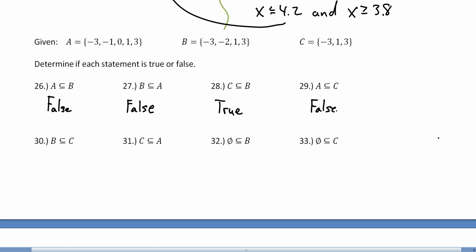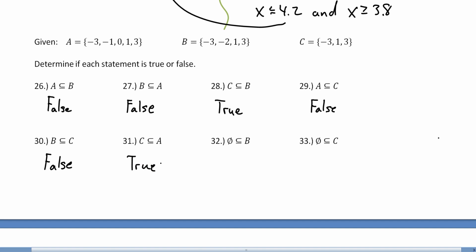This one, B is a subset of C. Again, is everything from B in set C? And the answer is no, it doesn't have the -2 or the 1, so that's false. Is C a subset of A this time? And when you look, -3, 1, and 3, yeah, all of those things are inside of A, so that is a true statement.